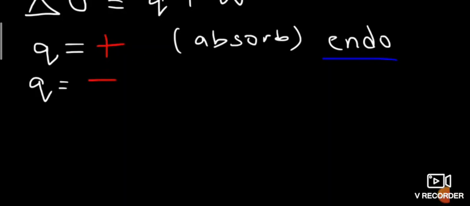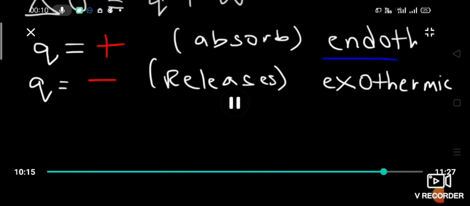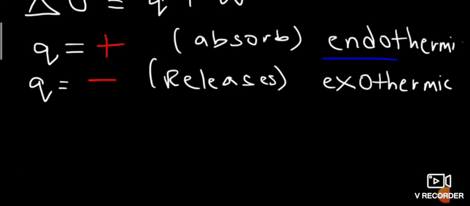Q will be negative when some of the energy is released from the system to the surrounding. Then Q is negative, and the process is known as an exothermic process. So in this first law of thermodynamics, delta U is equal to Q plus W. That means energy can neither be created nor be destroyed in a system.